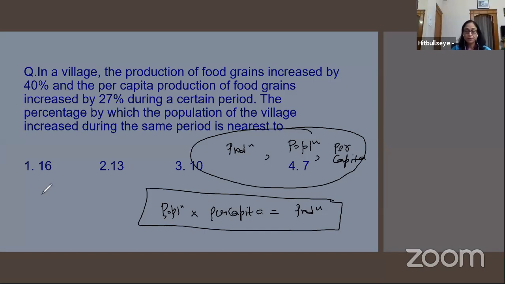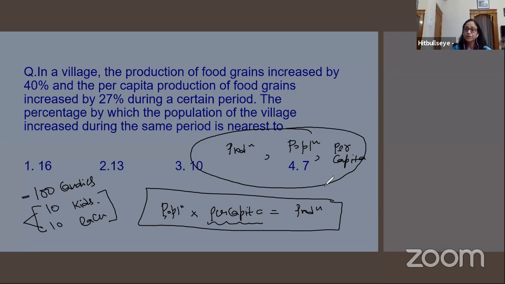So for example, you have 100 candies with you, right? And you are distributing it to say 10 kids. So obviously each kid will get 10 candies each. So that's what is called as per capita. Per capita means per person, right? So obviously if everyone is getting 10 candies each, what you can notice is the product of these two is equal to this, right? So that's what this question is using.